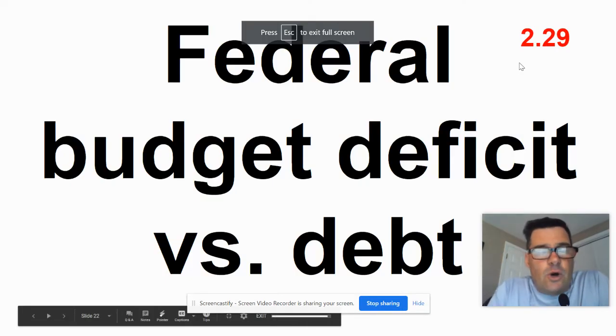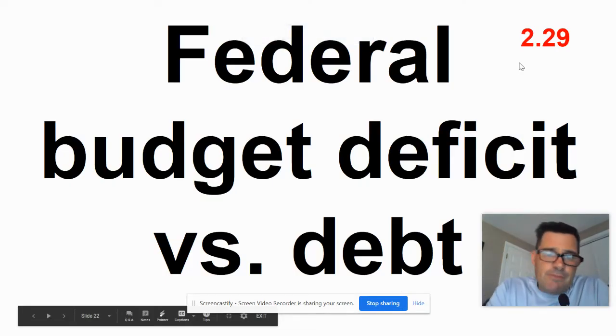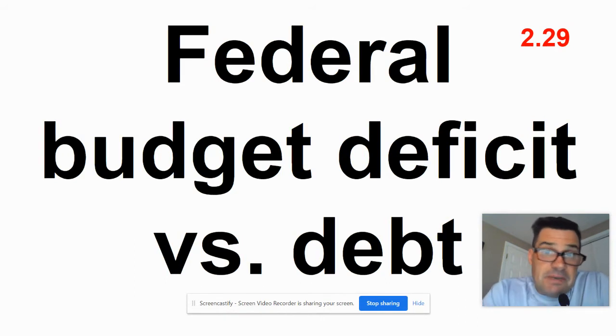Continuing on with our talk about the federal budget, which is one of Congress's biggest jobs. We're looking here at card 2.29, federal budget deficit versus the debt. That's a great question. If you could ask the typical American to explain the difference between the deficit and the debt, a pretty high percent would have no clue what you're talking about. So you are going to know the difference. Let's go ahead and look at that real quick.